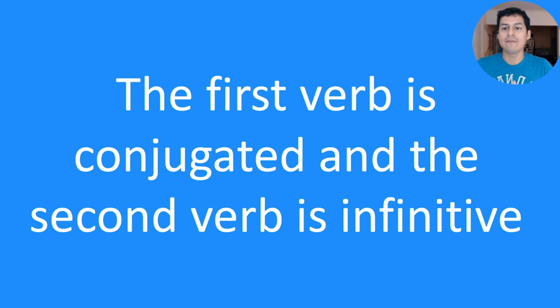There is only one main rule for this topic, and here it is. In a sentence with two verbs, the first one is conjugated and the second one isn't. The first verb is conjugated and the second verb is infinitive.